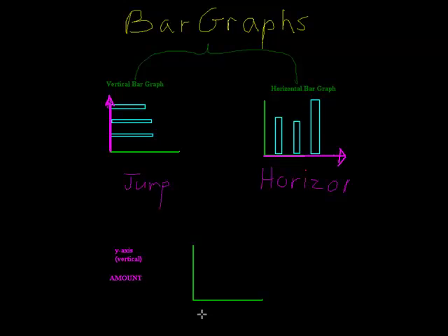And we also have the horizon, which is known as the x-axis. Also known as the horizontal axis. And the x-axis usually has numbers for the time period, or it has words of what is being measured.